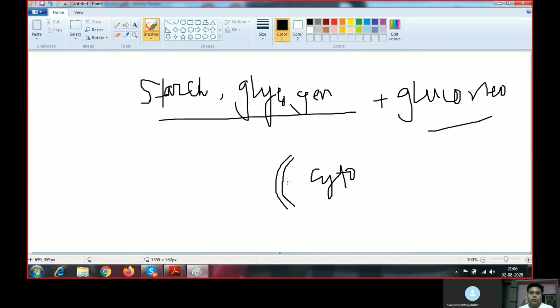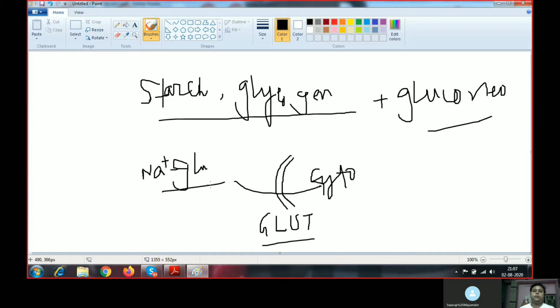So it is the bloodstream. Glucose is getting into the cytoplasm with the help of a specific transporter, such as the GLUT receptor, that is, glucose transporter. GLU stands for glucose and T stands for transporter, and the sodium glucose pump is also present, that is the Na plus glucose pump, by which glucose can get incorporated into your cytoplasm.